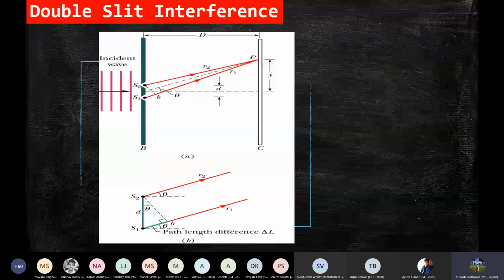Considering the same formula, we are going to calculate the maxima and minima conditions in the case of this double slit interference pattern, which is coming out on the screen P. And we will also calculate the fringe width.